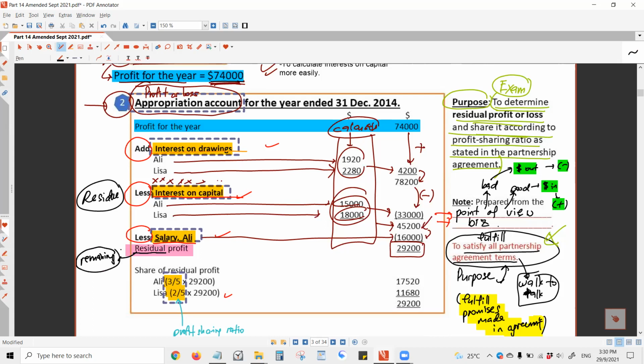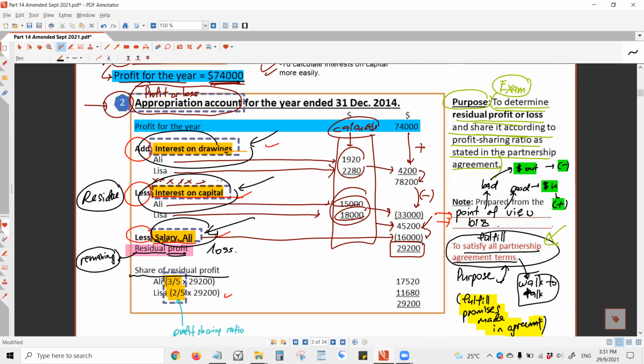So I think it makes sense here. After fulfilling what has been promised in the partnership agreement, after plus this, after minus this, after you must minus this, as fulfillment of the promises in the agreement, you get this remaining profit for the business. We call it residual profit. If you get a negative number, you call it a loss. After that, you share this amount among the partners. So here you write share of residual profit.